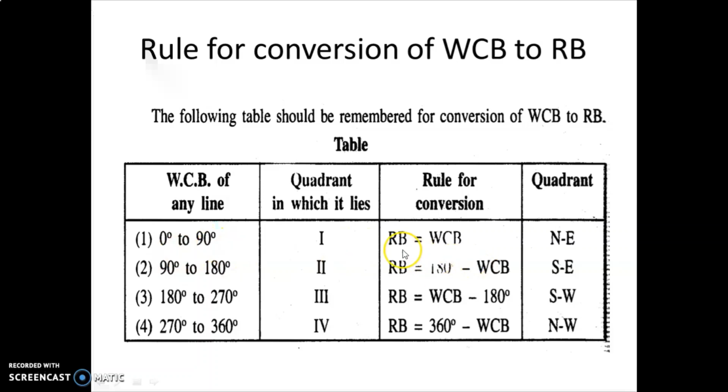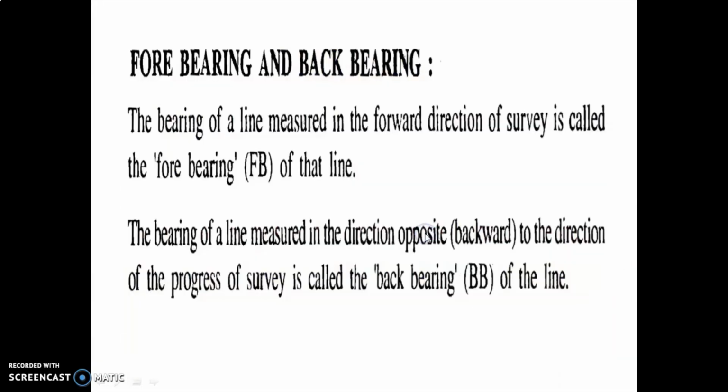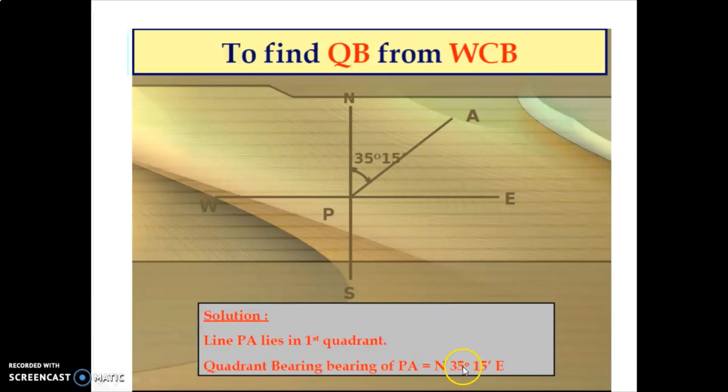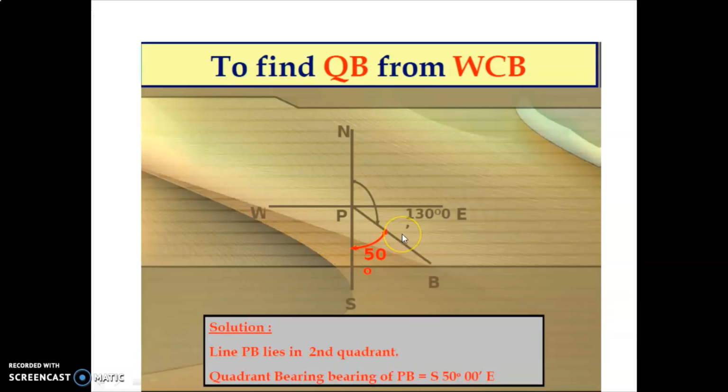You can see this table. Here RB is equal to WCB. WCB is given as 35 degrees 15 minutes. So what will be the RB? RB will be the same, but you have to mention the quadrant: north 35 degrees 15 minutes east. Now take the second example.